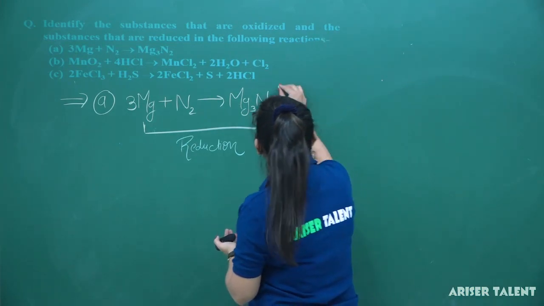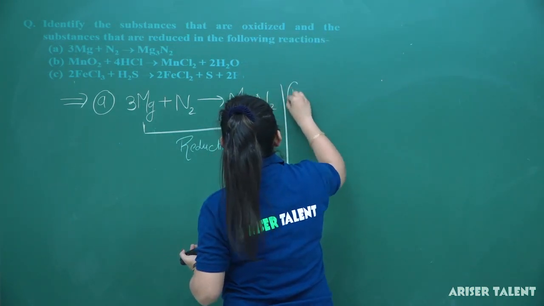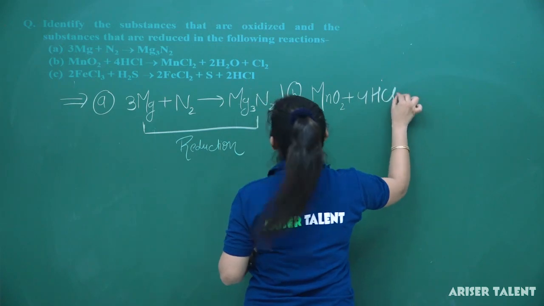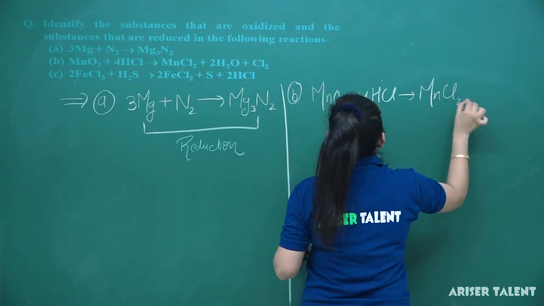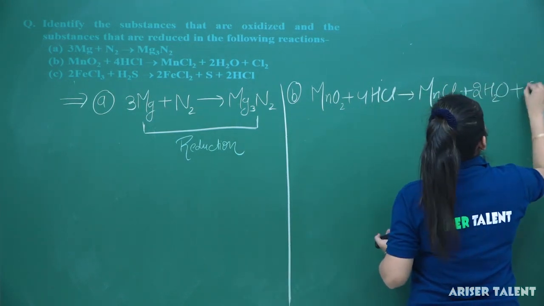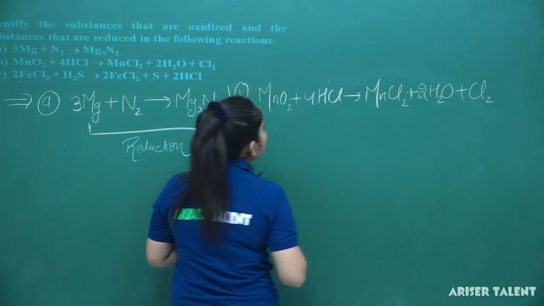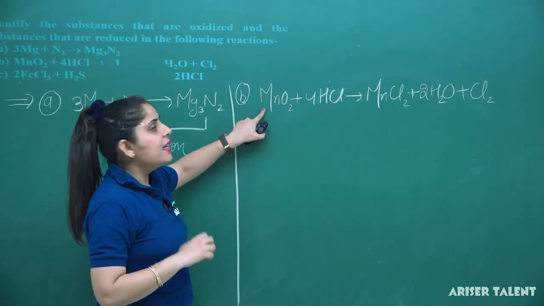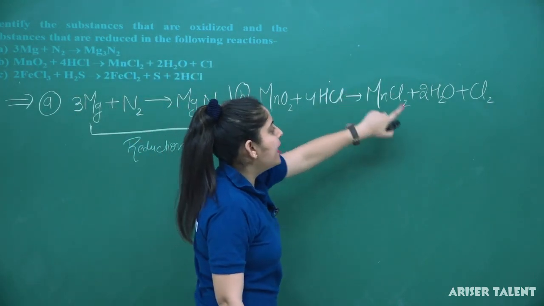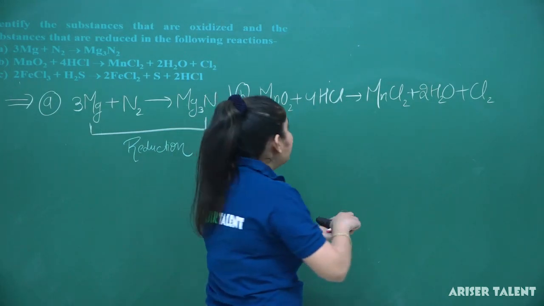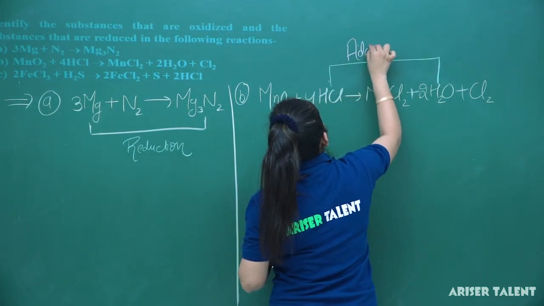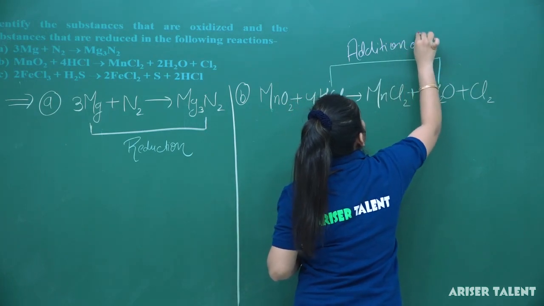Now coming to our next question, we have MnO2 plus 4HCl gives MnCl2 plus 2H2O plus Cl2. Now what we will see in this equation, manganese oxide loses oxygen and MnCl2 is formed and hydrogen is getting oxygen and water is formed. So there is an addition of oxygen. Here there is an addition of oxygen.